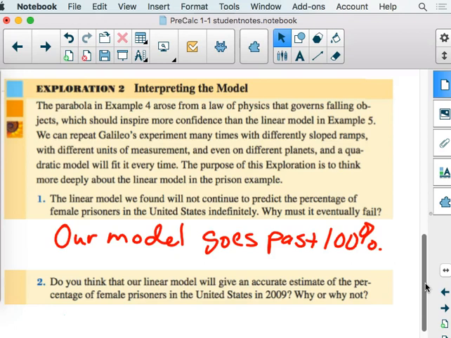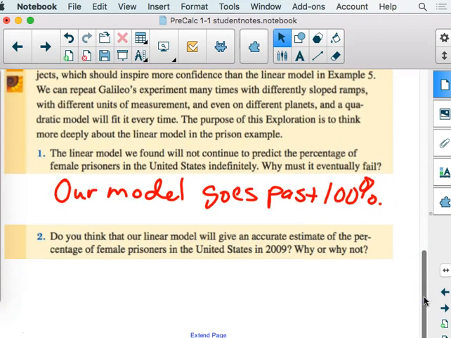So do you think that our linear model would give an accurate estimate of the percentage of female prisoners in the United States in 2009? Why or why not? When we look at data and we use it for the years that are already in the table, that's called interpolation, and that's good because the data is already collected, and making a prediction is a very safe thing to do. But once we start talking about data, let's say our data is from the 2000s, and we want to know about 2050, that's called extrapolation. And a lot can happen from 2000 to 2050.